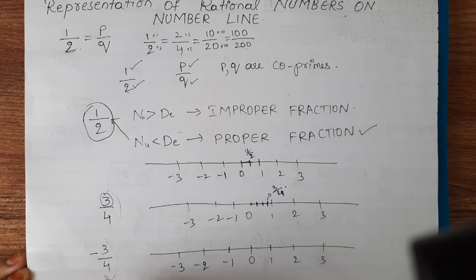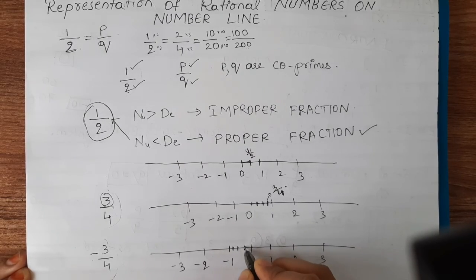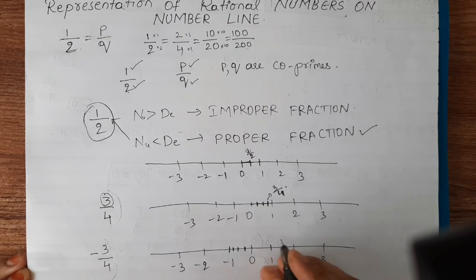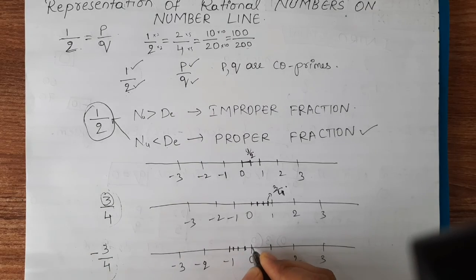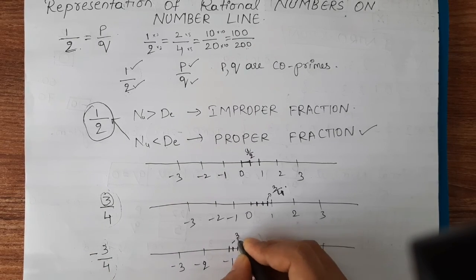The same way, check the denominator. The denominator is 4. So, make 4 equal divisions between 0 and minus 1. For making 4 equal divisions, you have to put 3 lines. 3 lines you have to put like this. See the numerator, 3. So, it is 3 out of 4. So, select 3 divisions, starting from 0. 1, 2, 3. So, this will be minus 3 by 4. That's it.